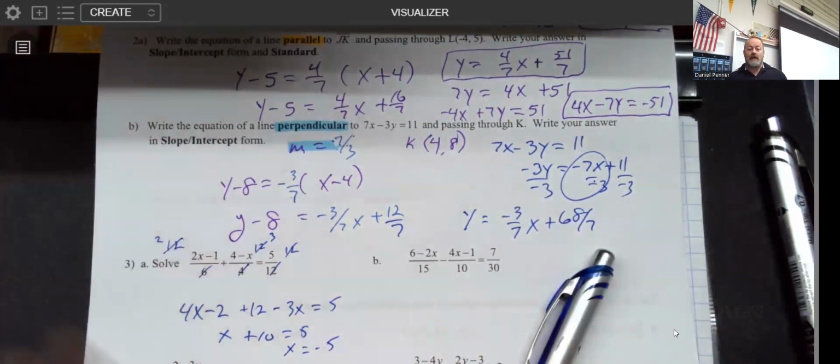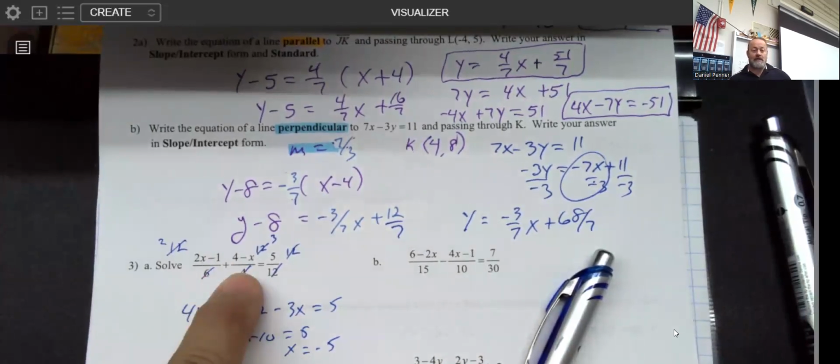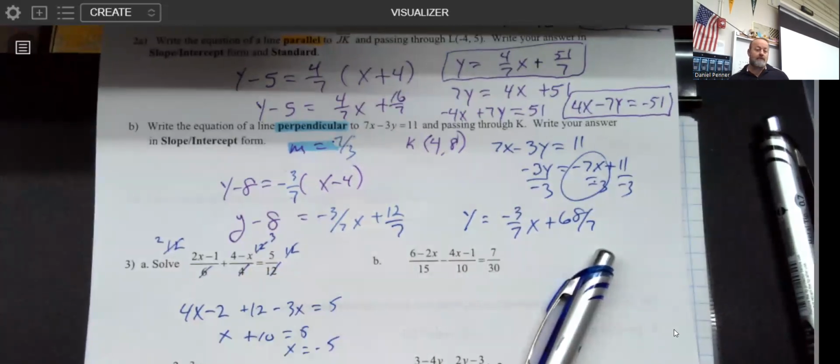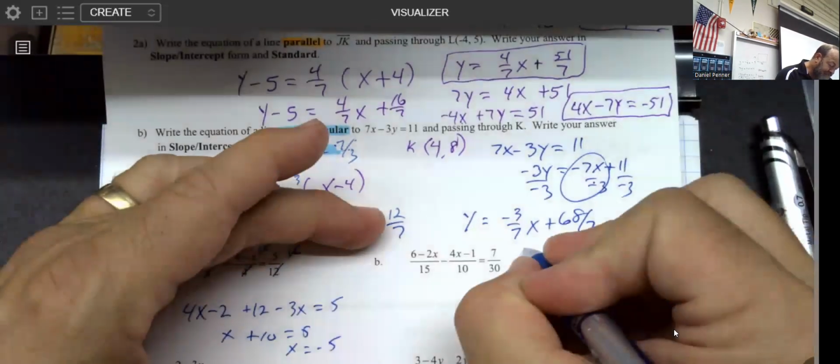Now, I did mention in class that if you want to, you could plug negative 5 into each one of these things and see if you do, in fact, get 5/12. In general, I think that's a really smart thing to do. But I'm going to wait till one of the other problems to do it one time, so that I don't make the video too long.